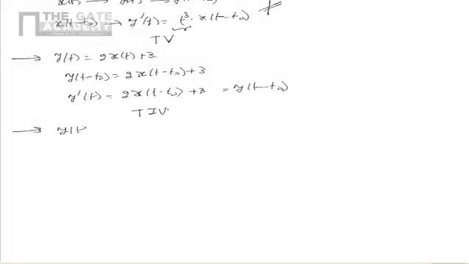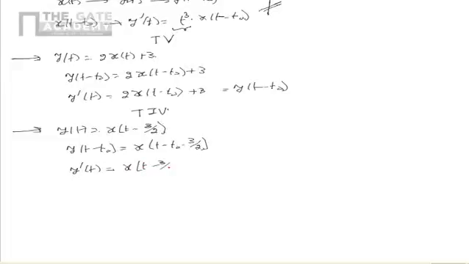Now we will consider another system. y of t is equal to x of t minus 3 by 2. So in this case the delayed version of output y of t minus t naught is equal to x of t minus t naught minus 3 by 2, and output due to delayed version of input is y dash t is equal to x of t minus 3 by 2 minus t naught, and this is equal to y of t minus t naught. From this we see that the given system is time invariant.